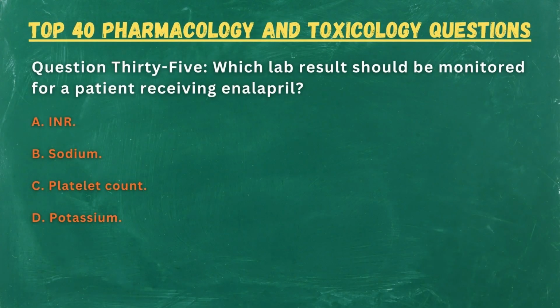Answer: C. Asthma. Question 35. Which lab result should be monitored for a patient receiving allopurinol? A. INR. B. Sodium. C. Platelet count. D. Potassium.